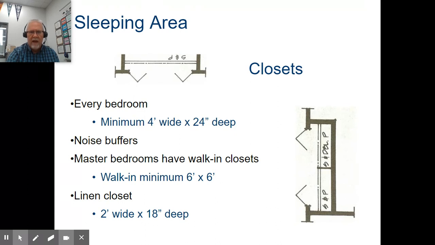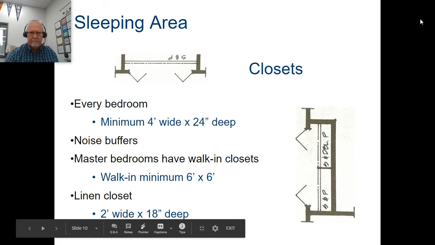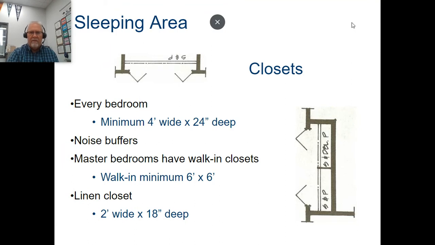Some of the things we might have in our sleeping area would commonly be a closet. Every bedroom has to have a 4 foot wide by 24-inch deep closet. As we start considering building things, there are such things as building codes, which we probably won't spend much time on in our class, but basically there are rules that are set in each county and state that say just exactly what has to be included. And every bedroom has to have a 4 foot wide by 24-inch deep closet.